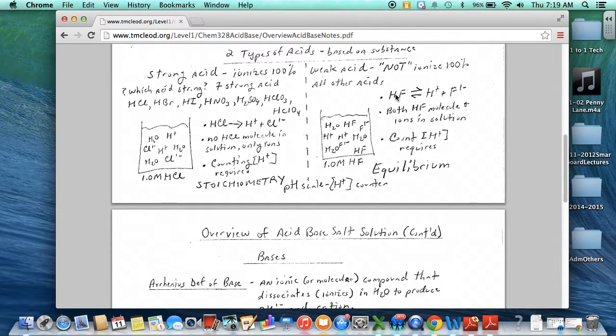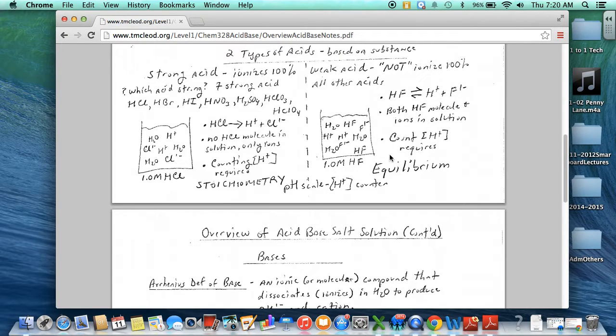So if it doesn't ionize 100%, what we get is both the ions that form when you ionize it, and the original molecule, the acid molecule. So I have both of them in there. If you look, that's an equilibrium problem. To count H pluses, remember we have the starting material and the finishing material. So to count H pluses, we have to do equilibrium, not stoichiometry.